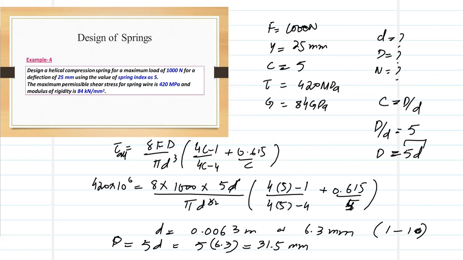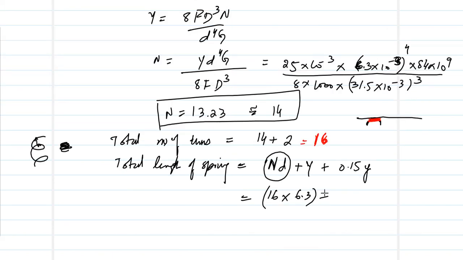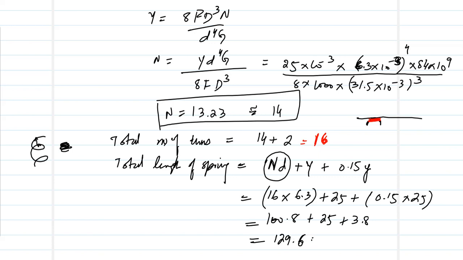The wire diameter is 6.3. This is the solid length plus the deflection, which in this case is 25, plus the clash clearance, which is 0.15 or 15% of 25. If I calculate this value, 16 into 6.3 is 100.8. So 100.8 plus 25, and 0.15 into 25 is 3.8. So 100.8 plus 25 plus 3.8 is 129.6 mm.